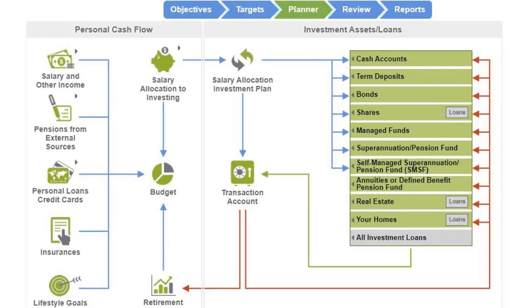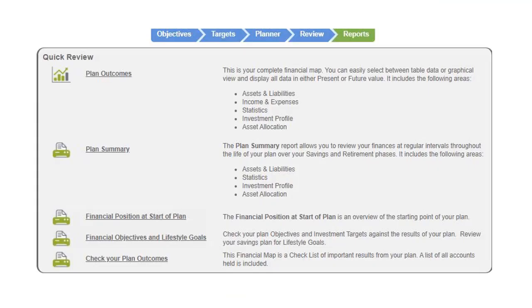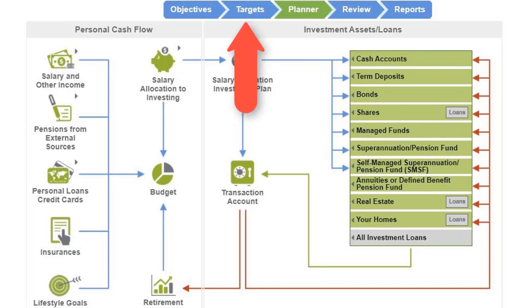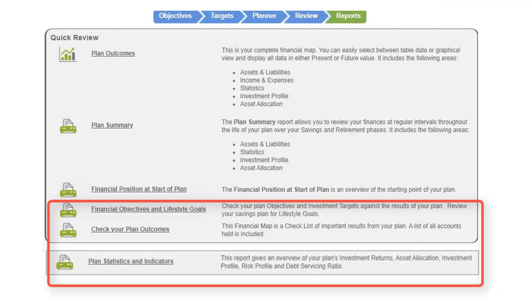Financial Mappers makes it easy for you to create a plan where you can have a predetermined set of goals to match certain statistics, financial targets and asset allocation. Statistics and asset allocation are found on the chevron reports Plan Outcomes. Financial targets have a chevron of their own, Targets. These are the three reports which will give you a quick review of the results. Financial objectives and lifestyle goals, plan statistics and indicators, check your plan outcomes.